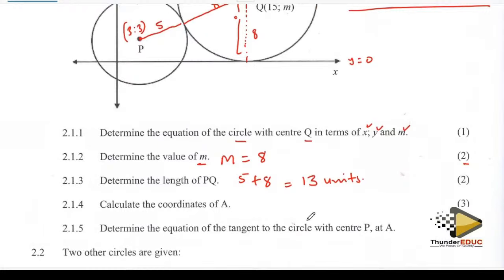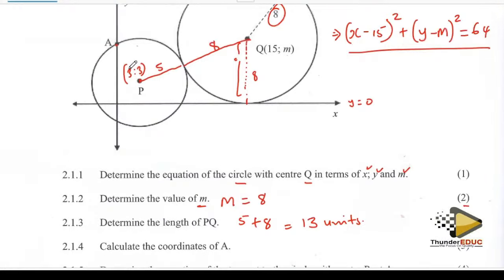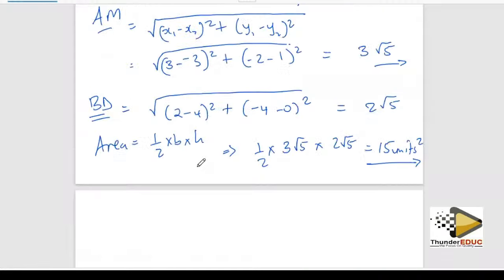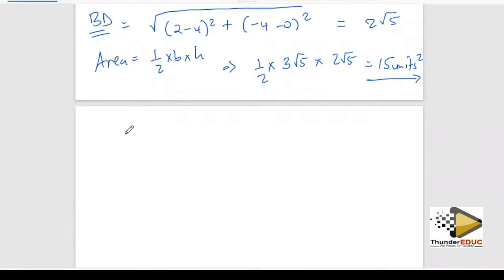Then if that is true, they want us to get the coordinates of A. Since A is the y-intercept of circle P, and we already have the equation (x minus 3) squared plus (y minus 3) squared is equal to 25. One thing we know about the y-axis is that x is always 0. So I'm going to get that equation of that circle, (x minus 3) squared plus (y minus 3) squared.